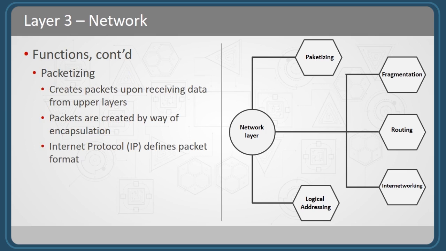We also see packetizing, which creates packets upon receiving data from upper layers. The packets are created by way of encapsulation, which is basically surrounding a packet with more information on either side. It's almost like a packet within a packet. And the IP protocol, which again resides at the network layer, defines the packet format. What is the structure? And of course, the IP address is part of that format.